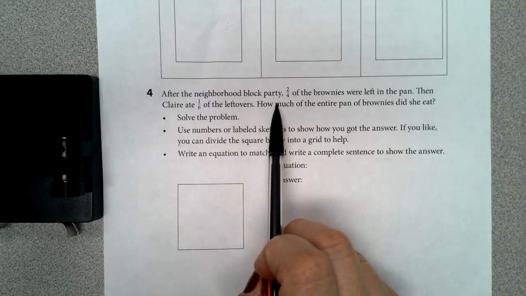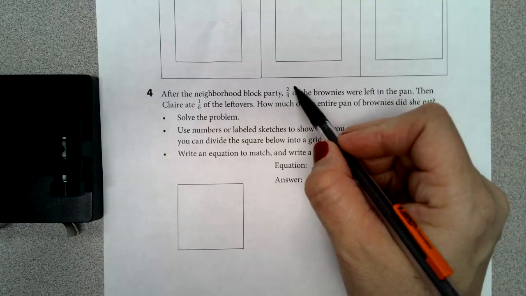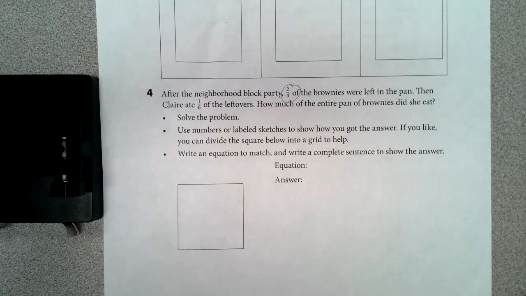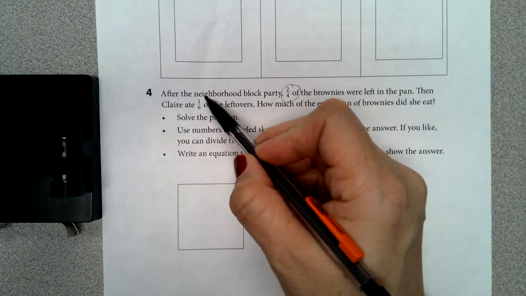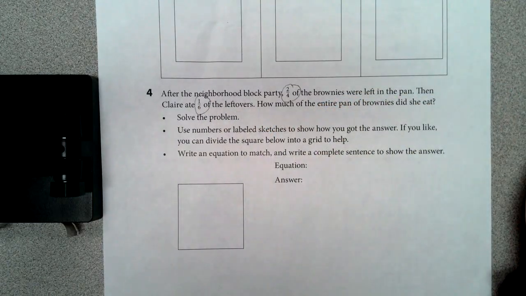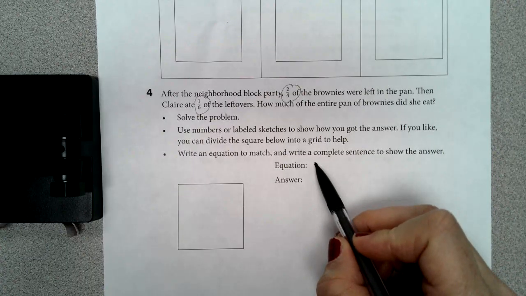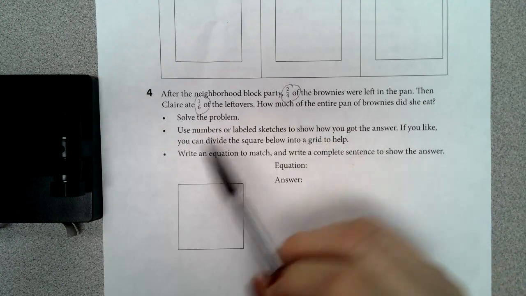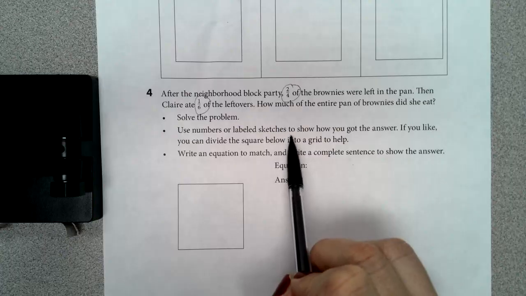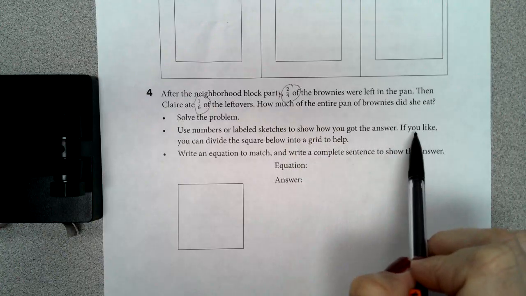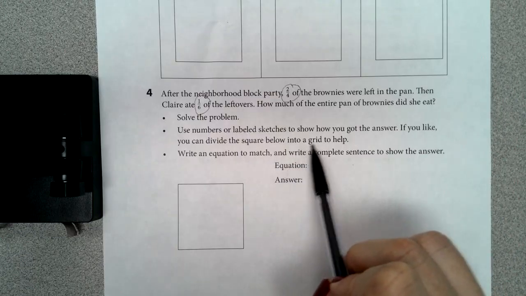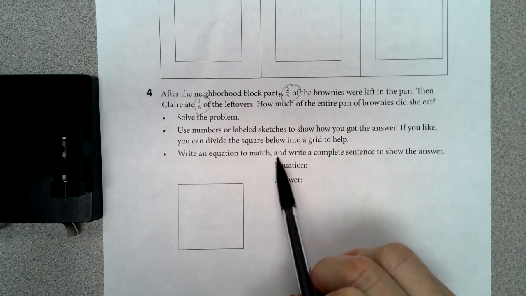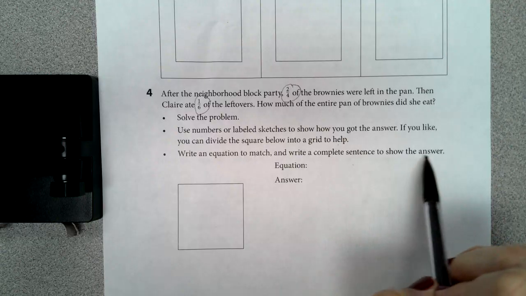After the neighborhood block party, 2/4 of the brownies were left in the pan. Then Claire ate 1/6 of the leftovers. Yummy. How much of the entire pan of brownies did she eat? So first you're going to solve the problem and you're going to write what you're doing with 2/4 and 1/6. Of is a keyword. You're going to use numbers or labeled sketches to show how you got your answer. And if you like, you can divide the square below into a grid. You're going to write an equation to match and write a complete sentence to show your answer.